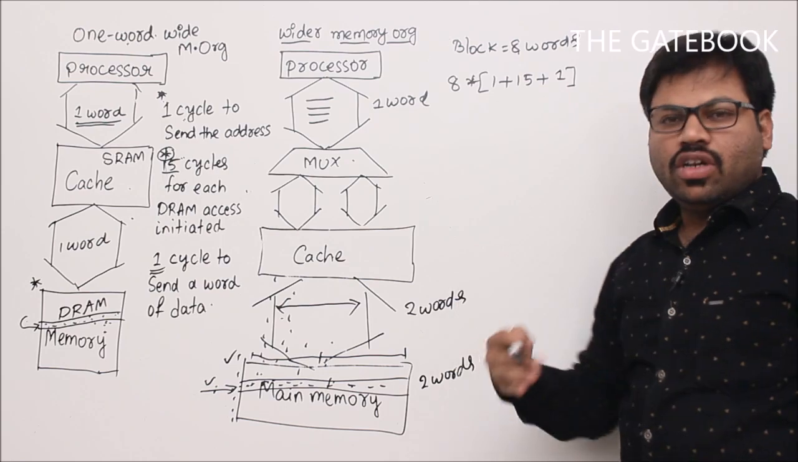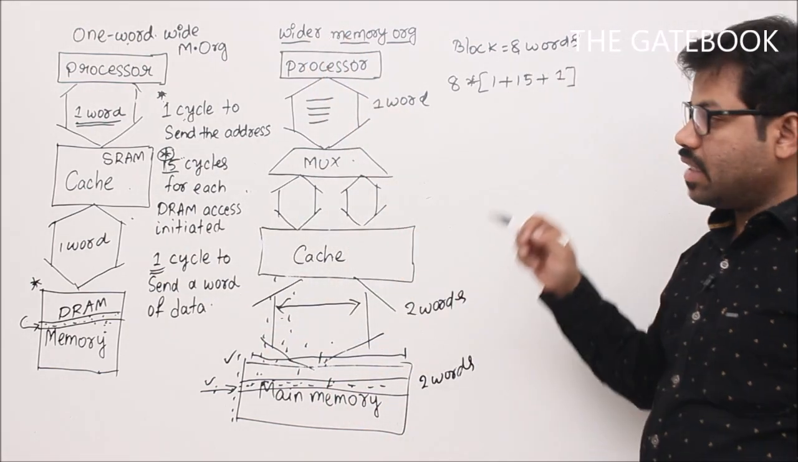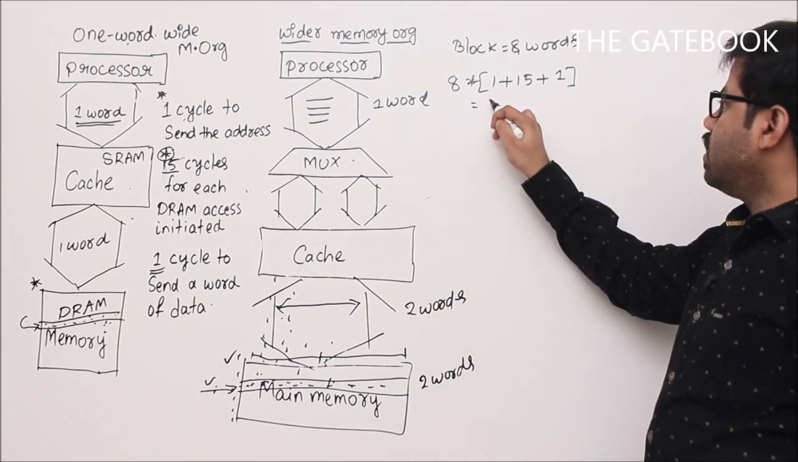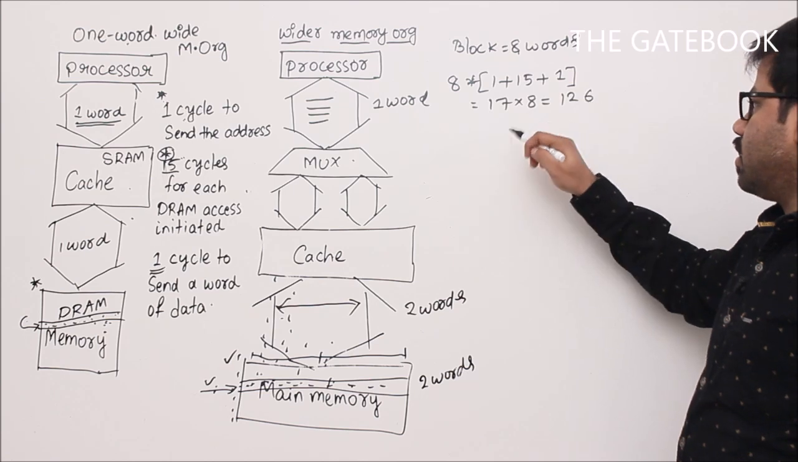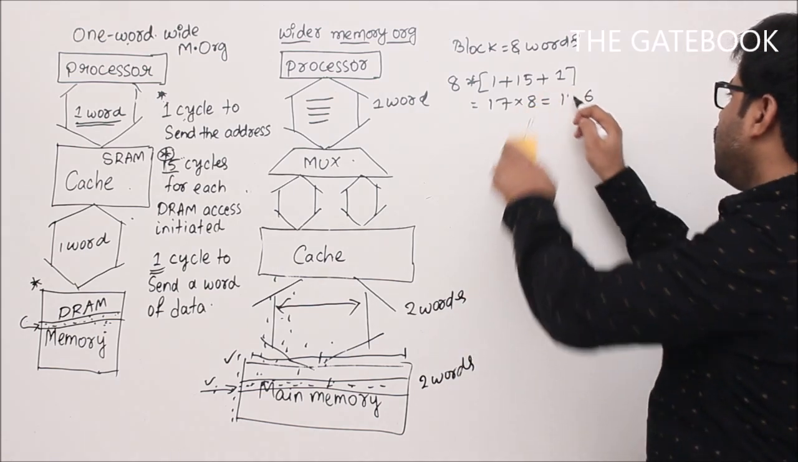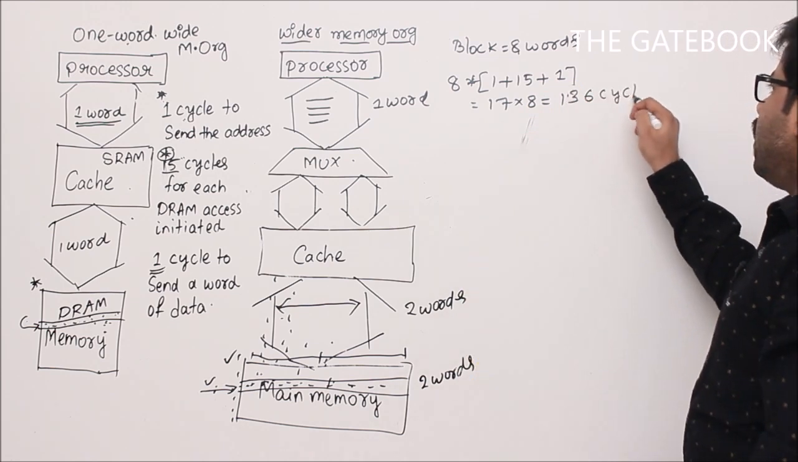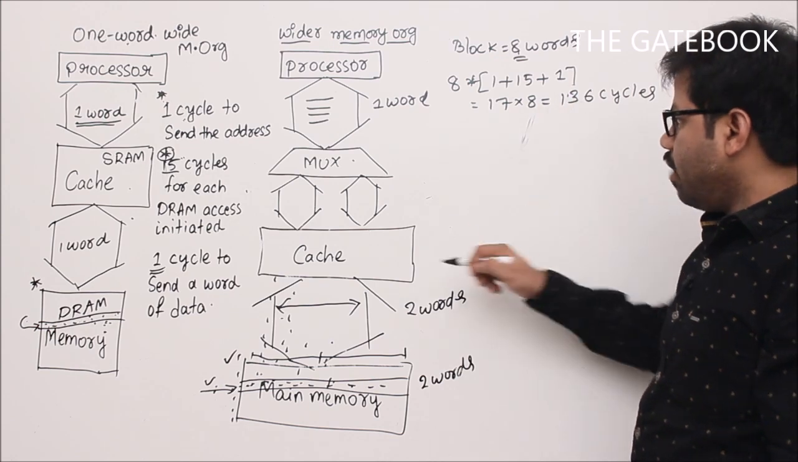Because 8 words should be transferred one by one. At a time only 1 word can be transferred because of the width of your bus. It would be 17 into 8. I think it would be 126 or 136. 8 7 56 5. It is 136. So 136 cycles. Let us assume your block size is 8 words again, but design 2.